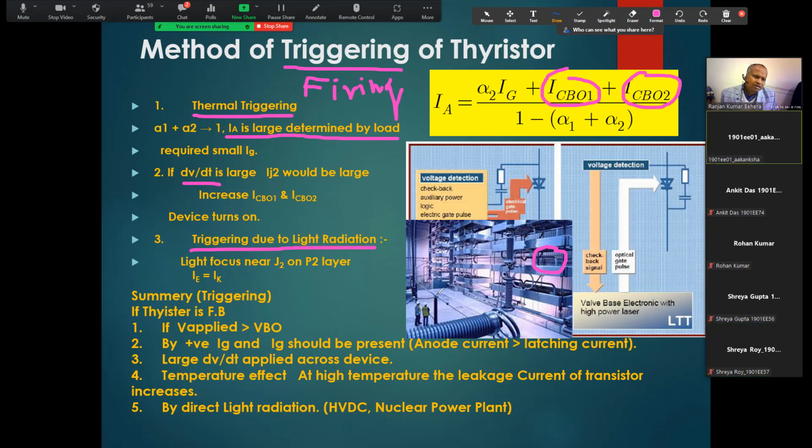Sir, can you repeat the second point again? Which one? IJ2? The dV by dt triggering method.